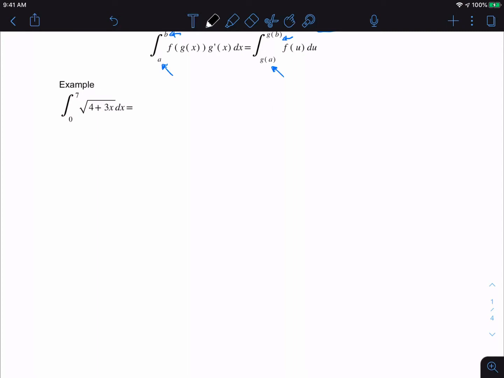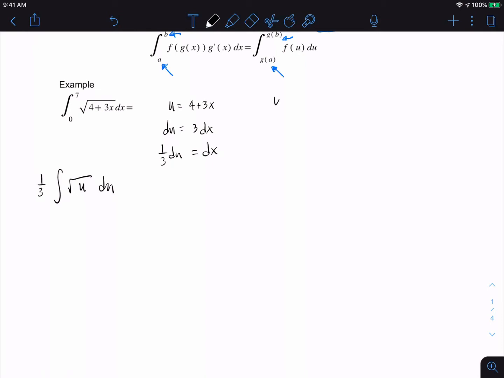So in this example, the inner function is going to be u equal to 4 plus 3x. And so when I take the derivative, I'm going to get 3 dx. But I only want dx, so I'm going to divide by 3. So I'm going to get 1/3 du is equal to dx. Now when I go to the integral, I'm going to put 1/3 in front, the square root of u du. But my upper and lower bounds need to be changed.